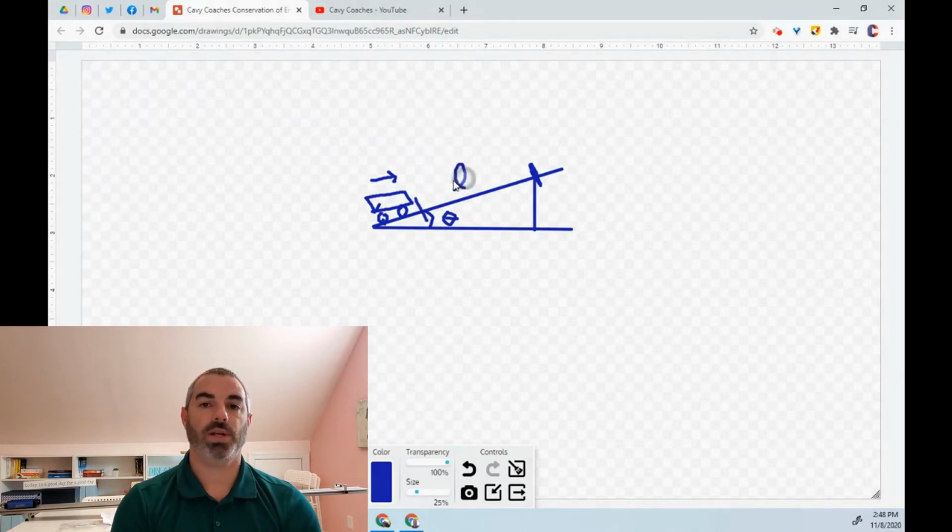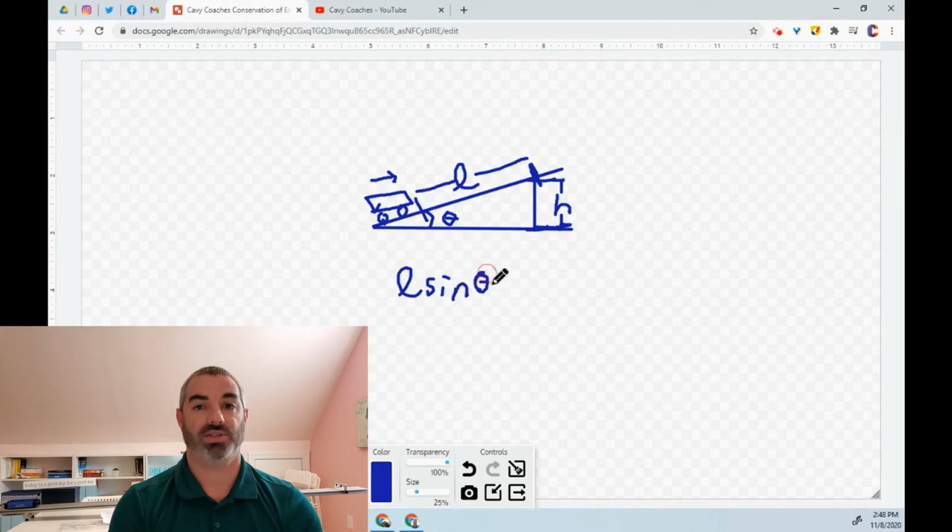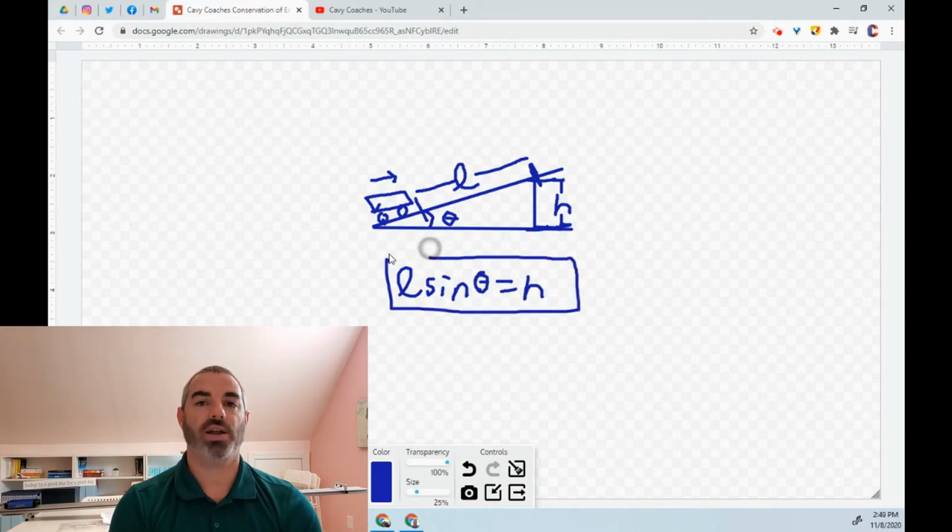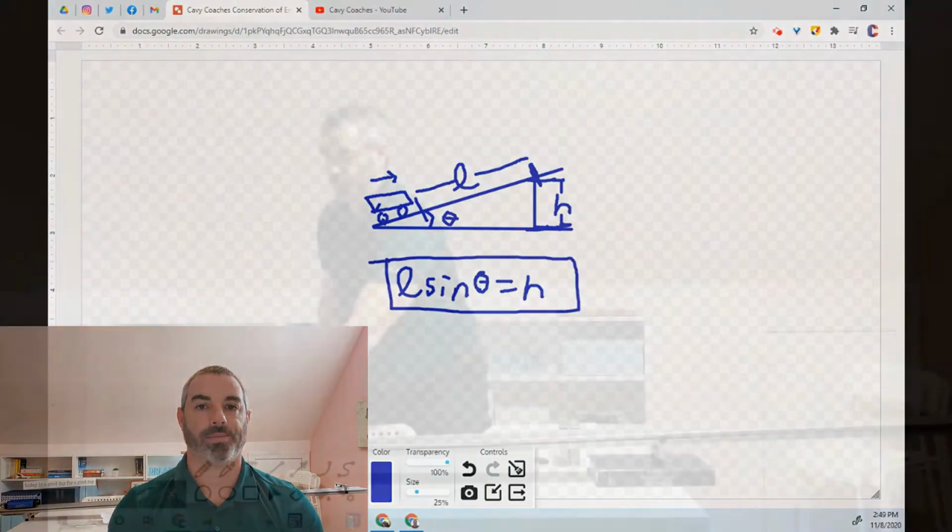Now we also need to measure the distance that it travels up the ramp. So this length here we'll call L. And we have a right triangle now where H is the opposite side and L is the hypotenuse. So we're going to use some trigonometry. We know that opposite over hypotenuse is sine. So L sine theta, hypotenuse times sine theta, is going to equal the opposite side. So L sine theta is equal to H. And we're going to use this equation to find the change in height of our car.